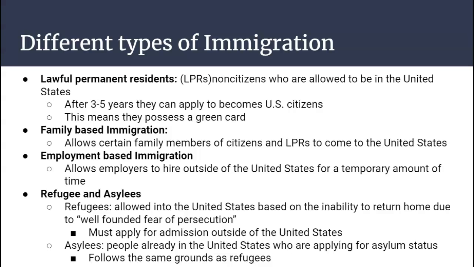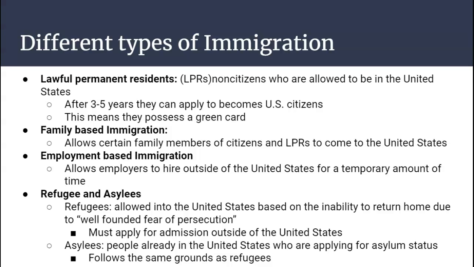Different types of immigration include family-based immigration. So this allows certain family members of citizens and LPRs to come to the United States. For instance, spouses, children under the age of 18. If a person is 18 and they're an immigrant here because they were born here, but their parents weren't born here, when they turn, I think it's 21, they can bring their parents here, things like that.